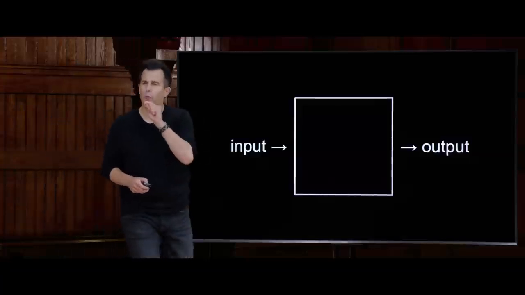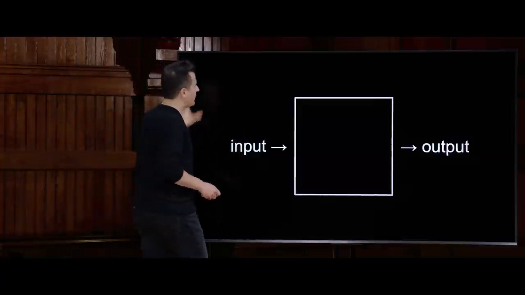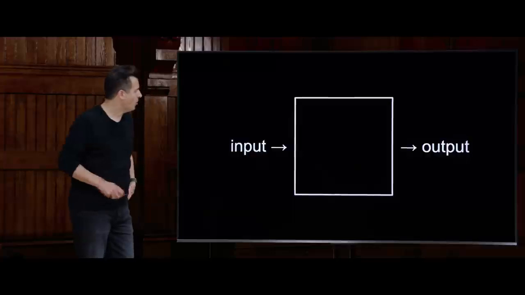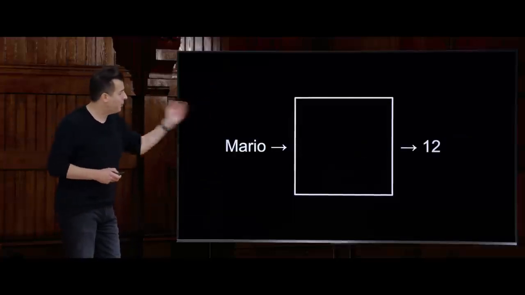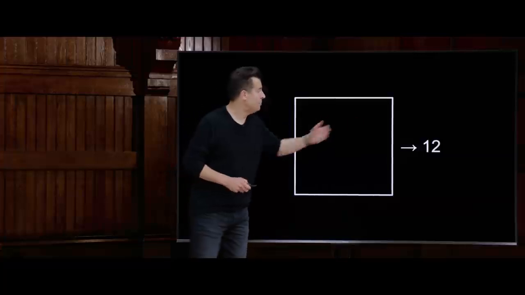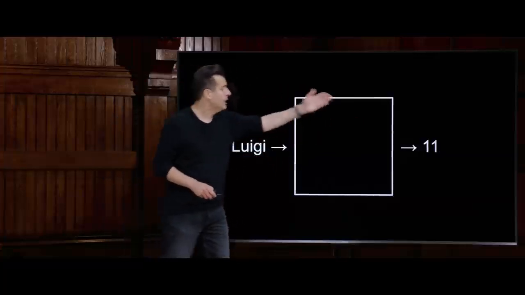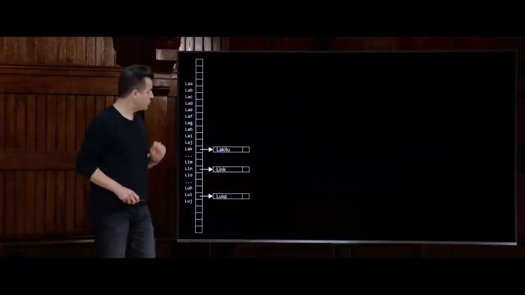But what if we get a little smarter indeed about the hash function? So here's how we describe problem solving all this time. A hash function is just sort of the algorithm in the middle in this story. So if we input Mario as input, the output should be 12. If we input Luigi as input, the output should be 11, and so forth.